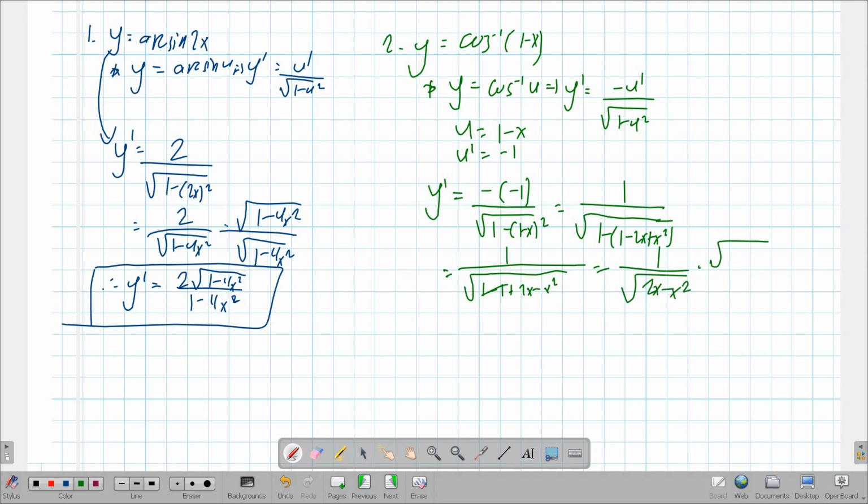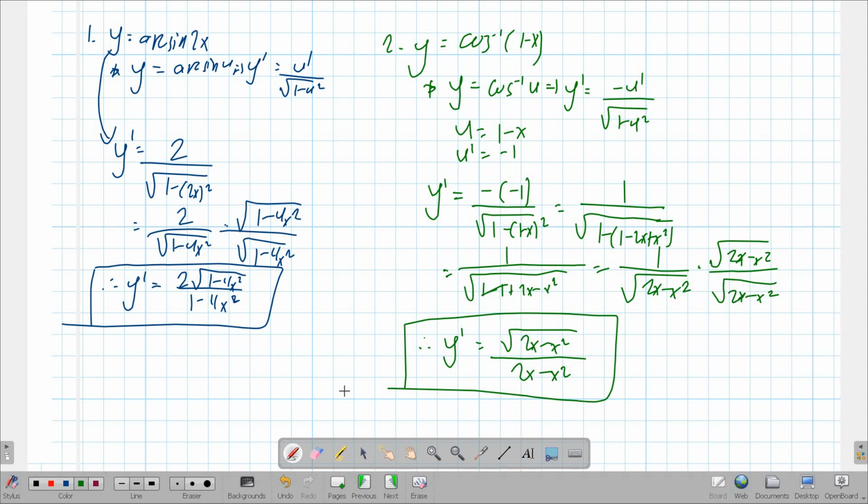And for us to get a rational denominator, let's multiply both the numerator and denominator by the square root of 2x minus x squared. Therefore, the derivative of inverse cosine of 1 minus x would be the square root of 2x minus x squared over 2x minus x squared.